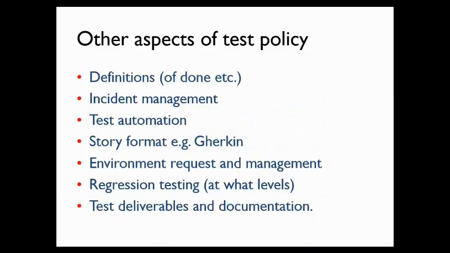Obviously, the automation we use, the format of the content that we use to capture requirements, Gherkin is the obvious choice for business stories. There might be a process of environment request and management, or it might be very simple. It might be very complicated. It depends on the context, of course. There might be a policy for regression testing, and at what levels, and the mechanism for choosing tests that become part of a regression test regime.